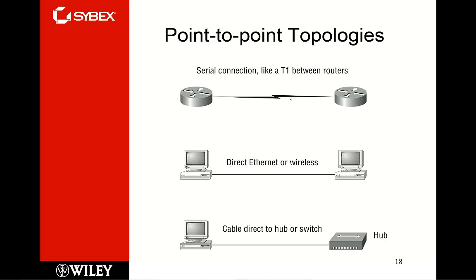Point-to-point. In a wider network, which you'll learn about, connecting different cities, you may have a router in Stockholm and a router in Luleå, and they connect via the phone company's cable, and this would be a serial connection. A T1 is one type of serial connection.